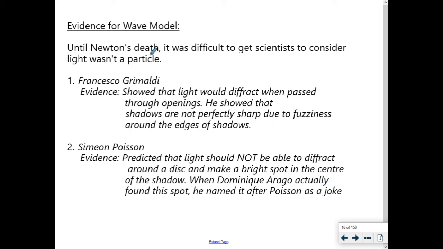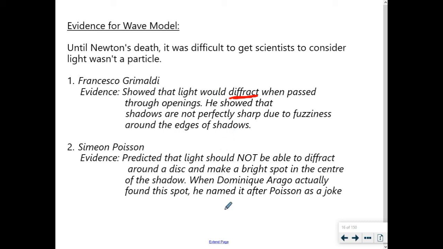And then after Newton died, some scientists were brave enough to suggest, okay, maybe light doesn't always behave like a particle. What if it has wave properties? And here's a few different scientists who had evidence that light was more like a wave. Francesco Grimaldi proved that light could actually diffract through openings. Do you guys know what diffract means?